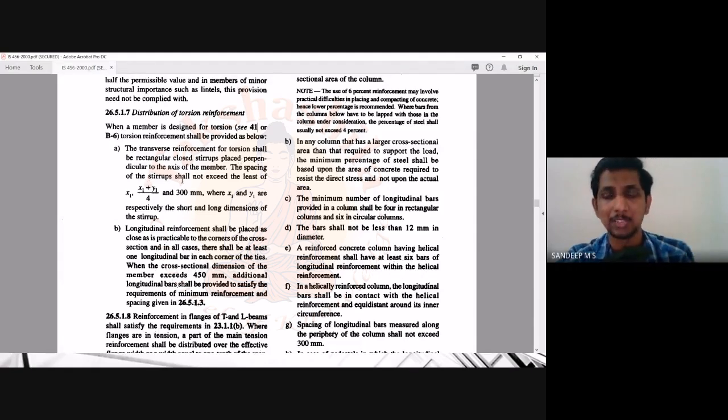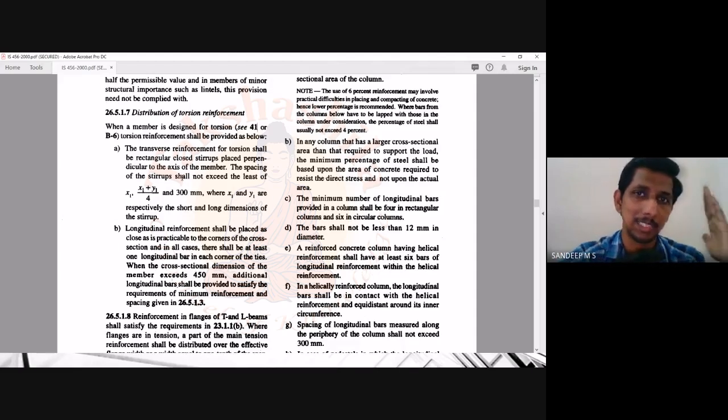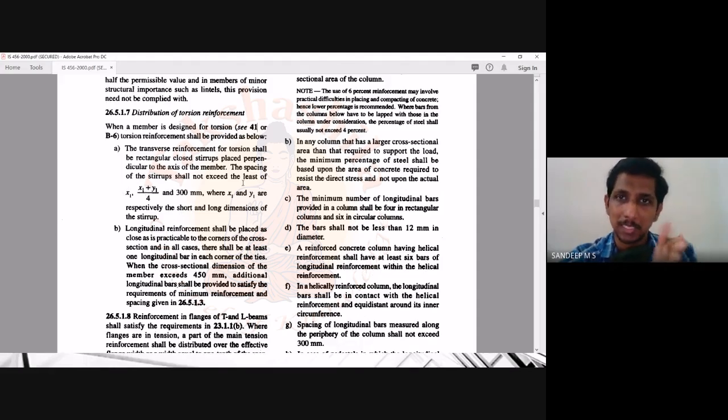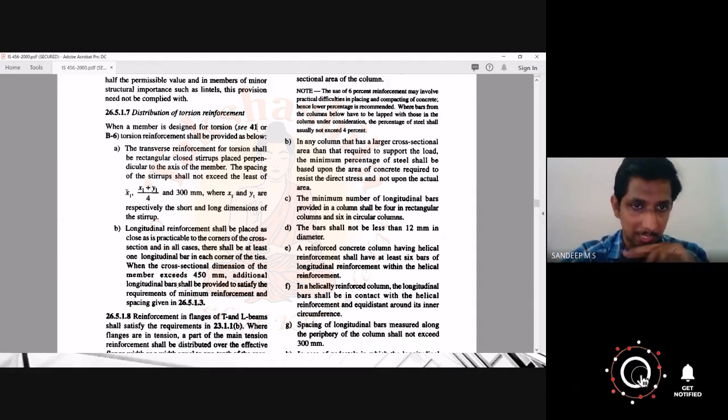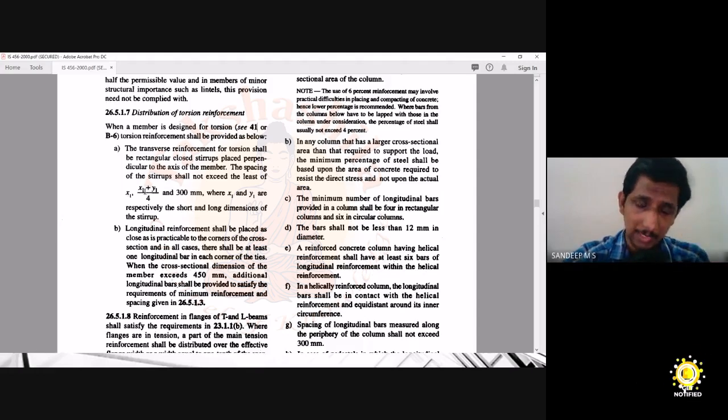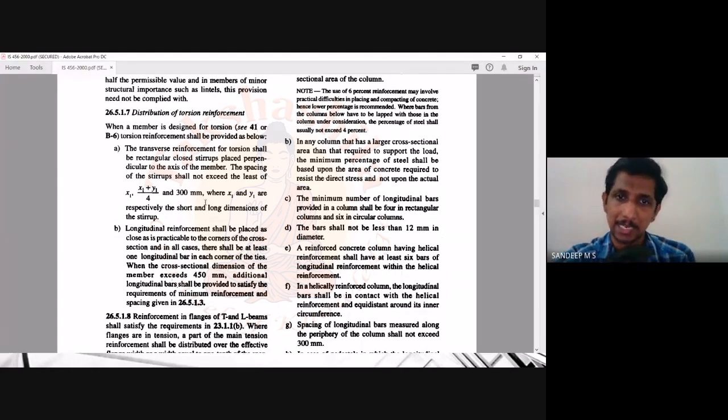So we have some restriction. We have to actually provide that in the vertical direction itself, perpendicular to the axis of the member. The spacing of the stirrups shall not exceed the least of the following. We have three conditions. First one is x1. Second one is (x1 + y1)/4, and then we have 300 millimeters. So we have 3 values, and we have to ensure that the spacing which we have adopted satisfies them.